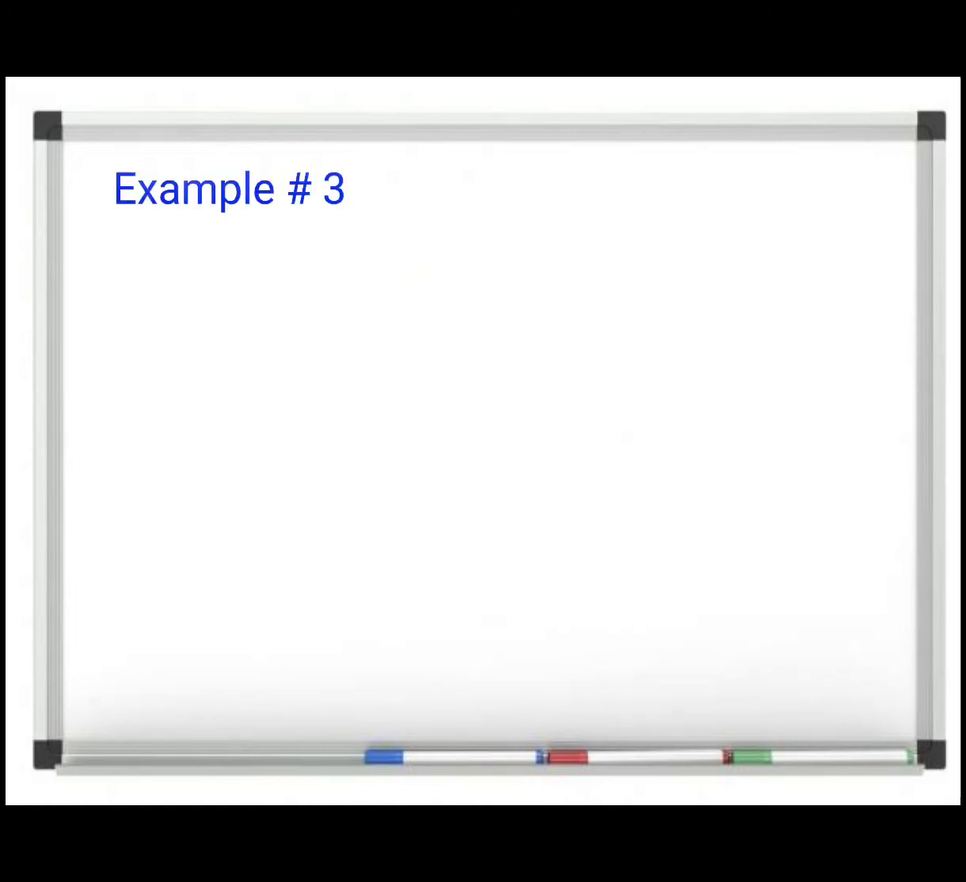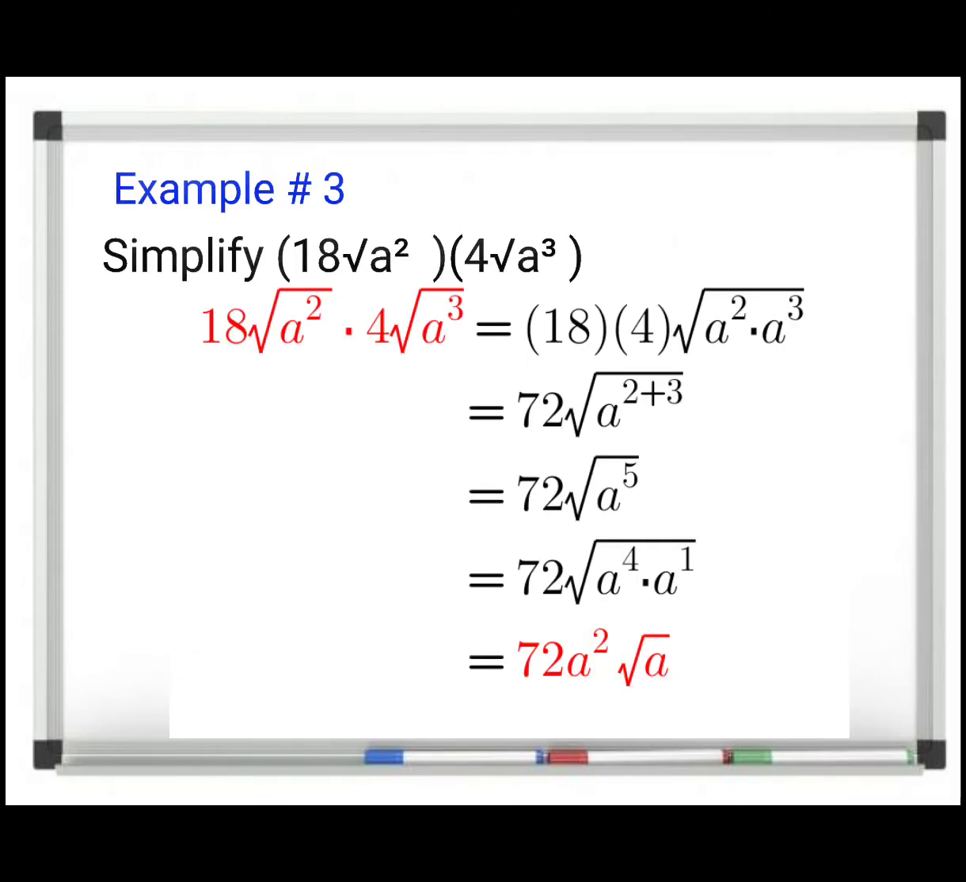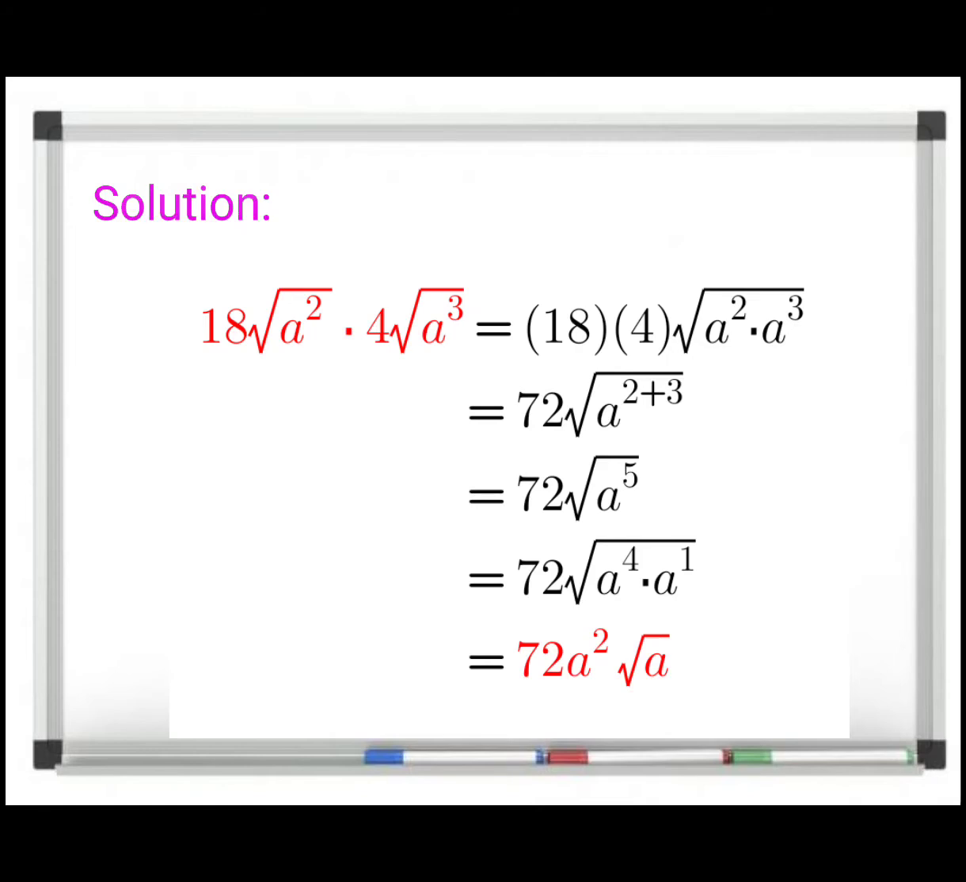Good job. Example number 3. Simplify 18, the square root of a squared, times 4, the square root of a cubed. Solution: 18, the square root of a raised to 2, times 4, the square root of a raised to 3, is equal to 18 times 4 multiplied to the square root of a squared times a raised to 3, equals 72, the square root of a raised to 2 plus 3.